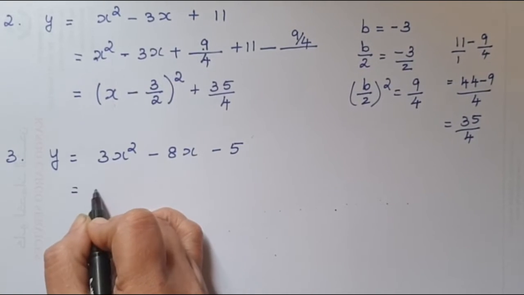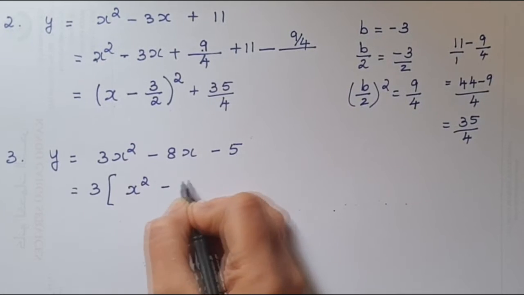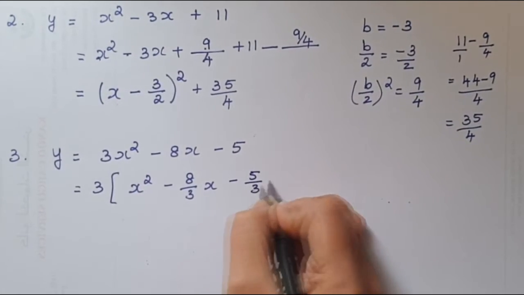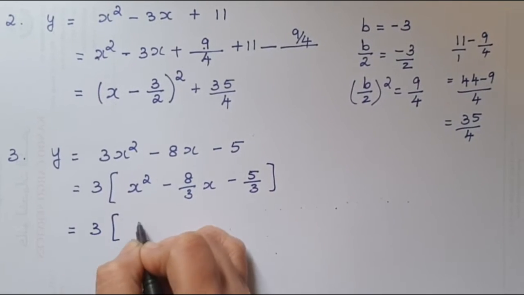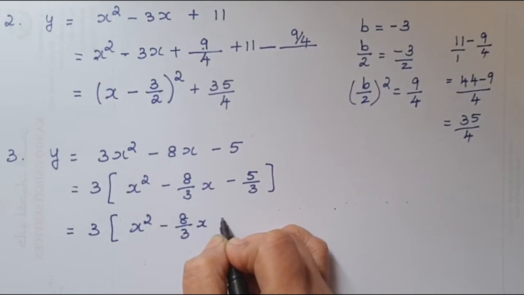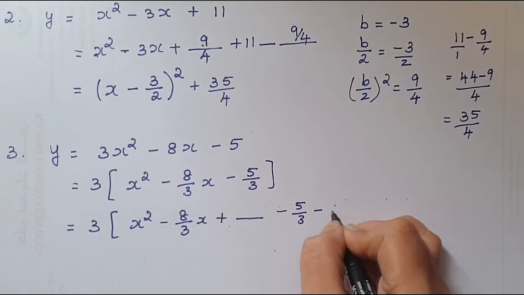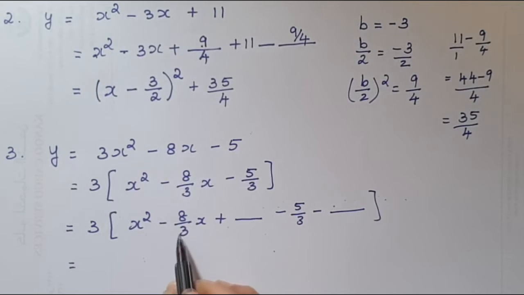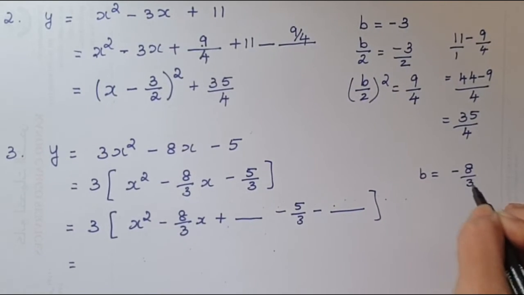So now first remove the 3. So it goes as x squared minus 8 over 3x minus 5 over 3. Our next step is to split and write x squared minus 8 over 3x plus some number, minus 5 over 3 minus some number. So now our value for b is minus 8 over 3.